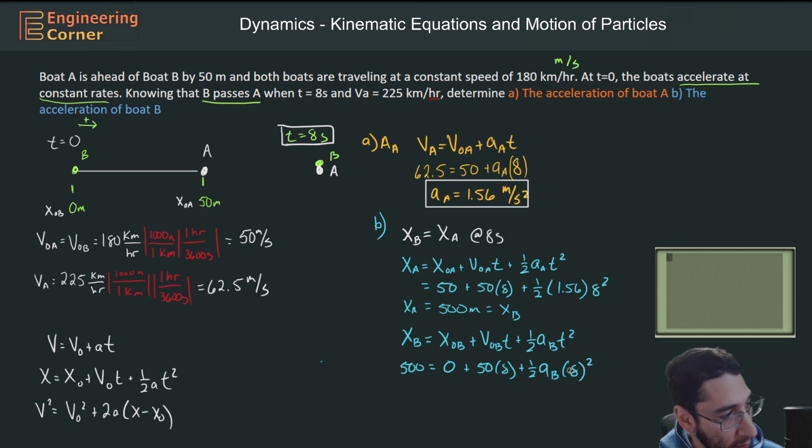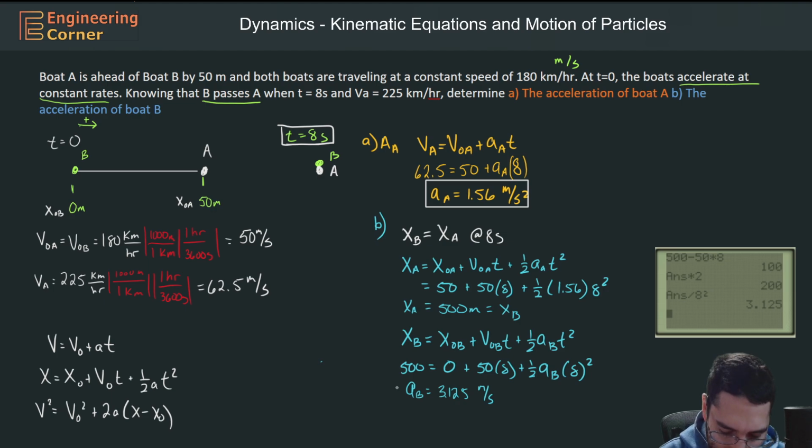Okay, so we'll go 500. We'll say, all right, minus 50 times 8. It's 100. We'll multiply by 2, and we'll divide by 8 squared. And I get that my acceleration of B is equal to 3.125 meters per second squared.